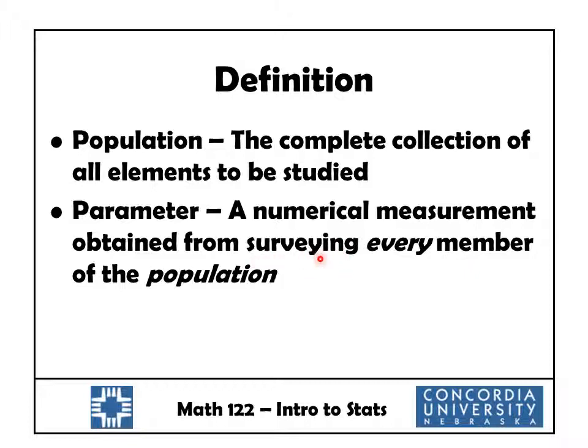A parameter is some numerical measurement that we obtain from surveying every member of the population. Now remember, the word surveying is a generic term meaning that we got the information that we wanted. So if we go out and we interview every single person in our population, and then we calculate a number like a mean or a proportion or a standard deviation, that number is what we would generically call a parameter.